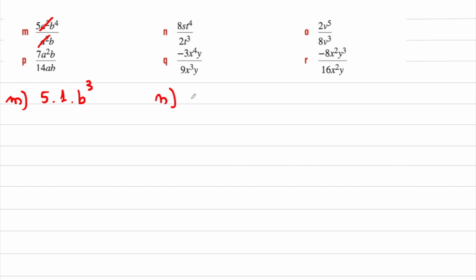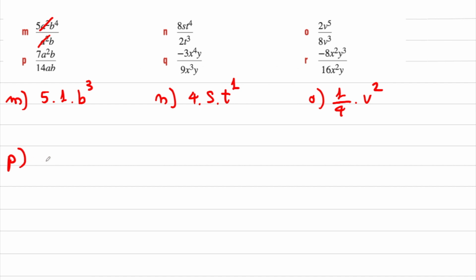Question N, you will get the constant 8 divided by 2, this is 4. And about s, you only have one s in the numerator. About t, you got 4 minus 3 equal to 1. About o, you got 1 over 4. After simplifying 2 here and 8 here, you got 1 over 4. And about v, 5 minus 3 equal to 2.